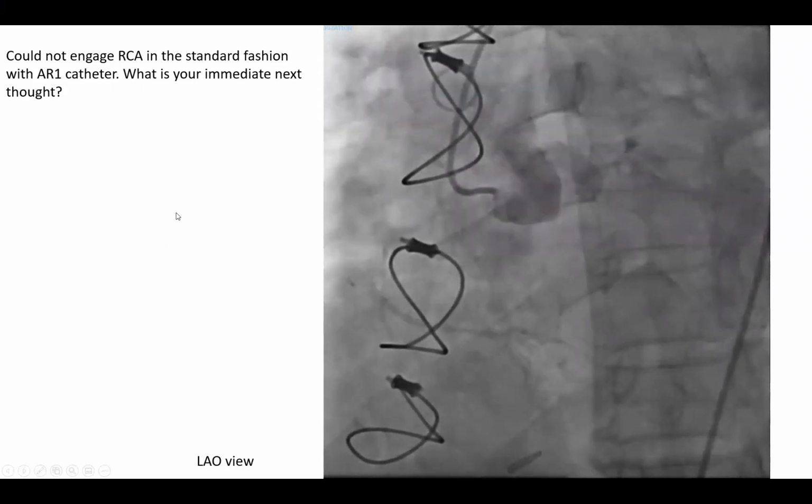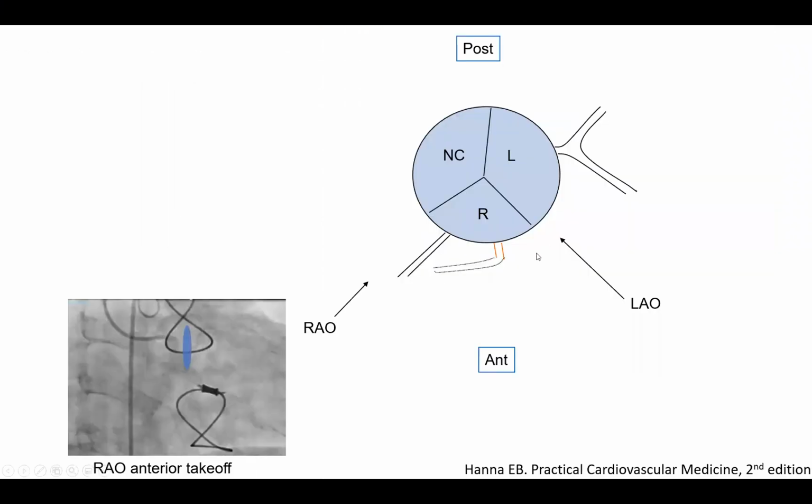The immediate next thought is that the right coronary artery is anterior, okay? So this is a standard right coronary artery. This is an axial cut across the aortic valve cusps. The right coronary artery arises rightward. Now you have what we call an anterior takeoff right coronary artery, which is still arising from the right cusp, except it's the anterior right cusp, not the rightward right cusp.